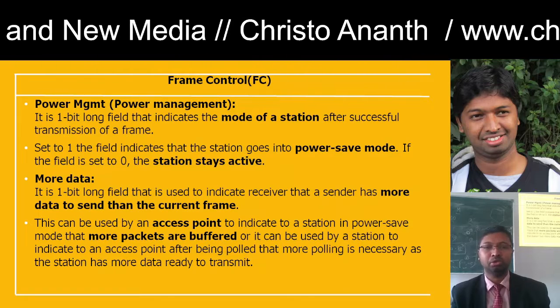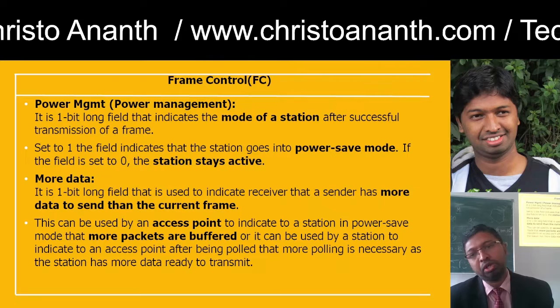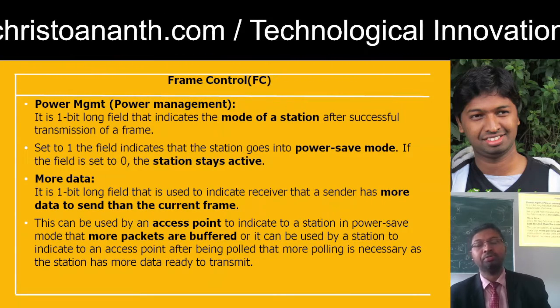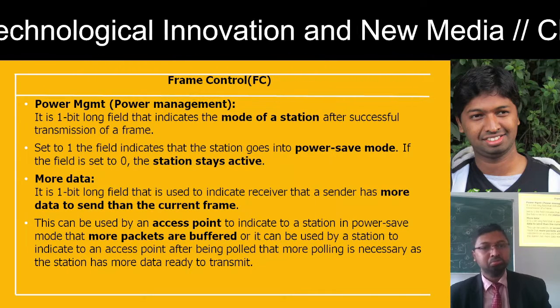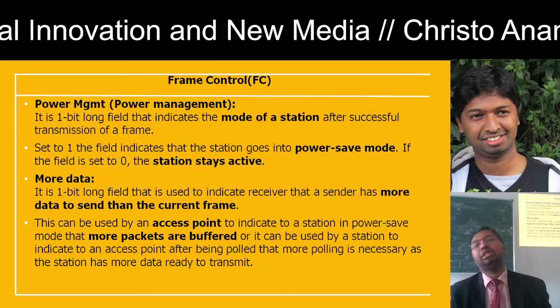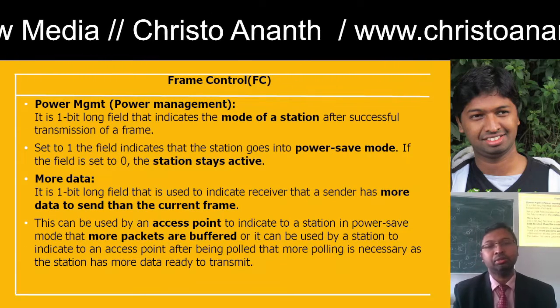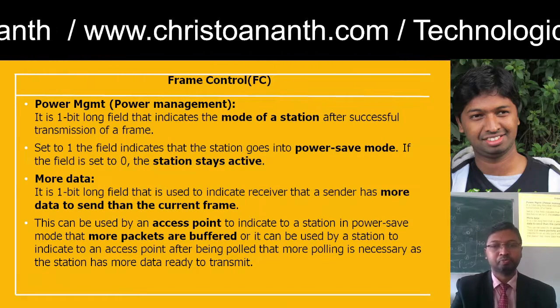You can go with more data. So it is actually 1 bit long, and it can also be used by an access point to indicate that the station is in the power save mode or active mode. Normally, for the power management function, it will be in the power save mode. That means more packets will be buffered, or it can be used by the station to indicate to an access point after being contended or maybe polled.